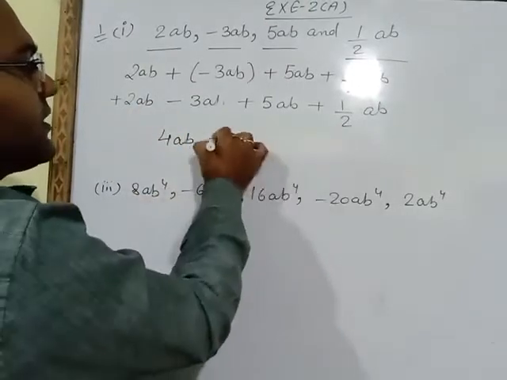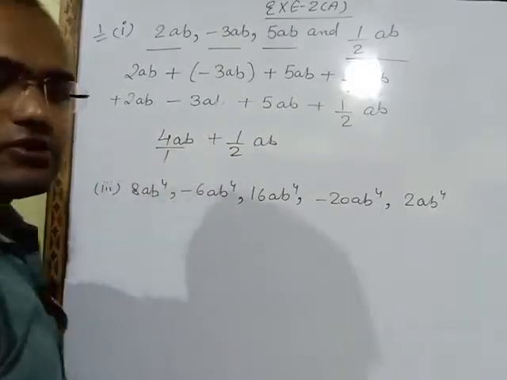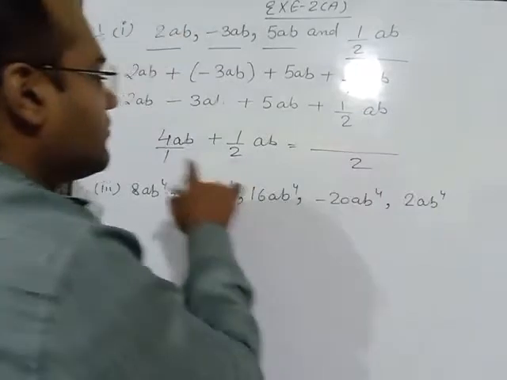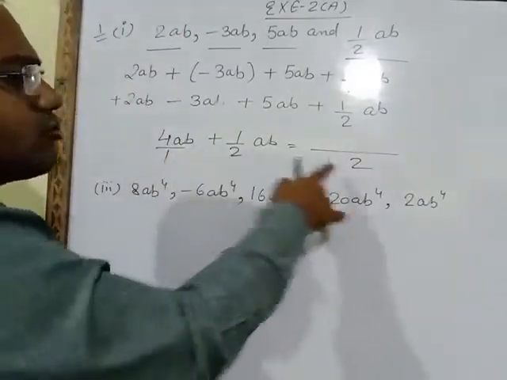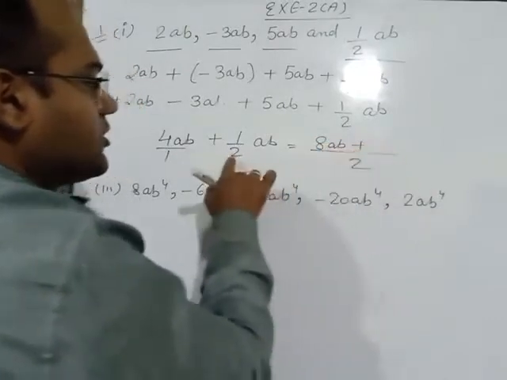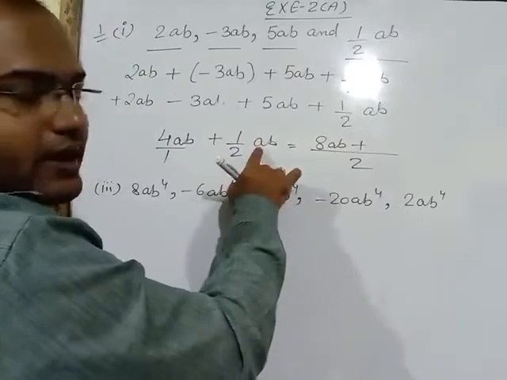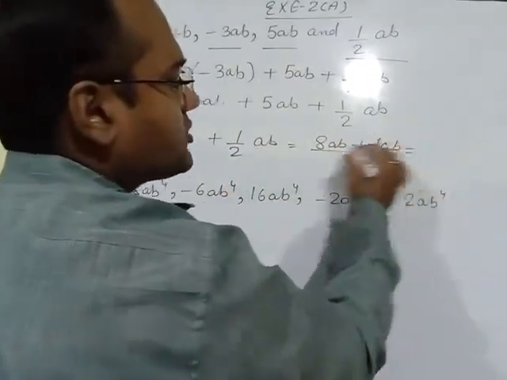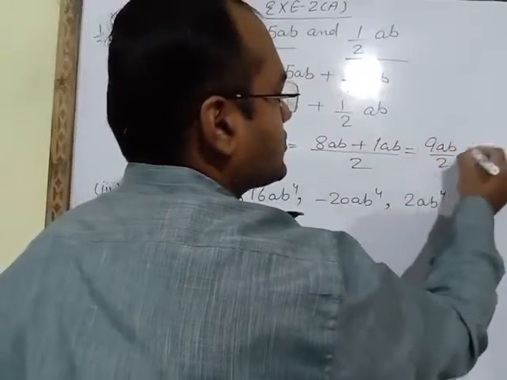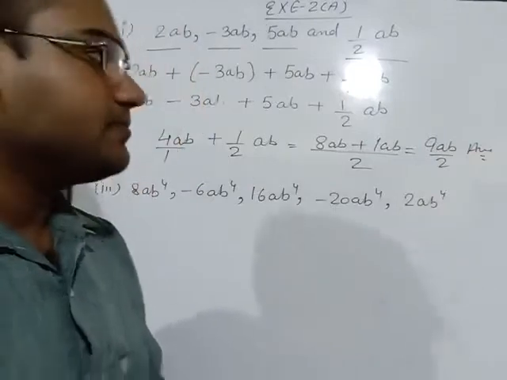Now this is the remaining term, plus 1 upon 2ab. Here in the denominator nothing is given, so we will take 1. Now we have to take the LCM. The LCM of 1 and 2 is 2. 2 into 4 will be 8ab, plus 2 ones are 2, 1 into 1ab will be 1ab. On solving it, we will get 8 plus 1, 9ab upon 2. So this is your final answer of the first question, first part.